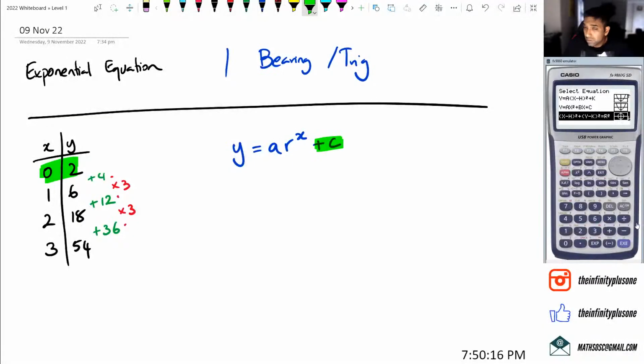All right, now coming to the R. What is the R? There's a particular reason why I put the times 3 in red. The reason I put it in red is because R stands for the ratio of increase. So that's where that red number is going to go. So what you're going to end up with is y is equal to a times r, which happens to be 3, to the power of x plus c.